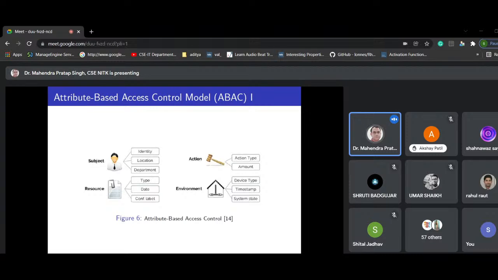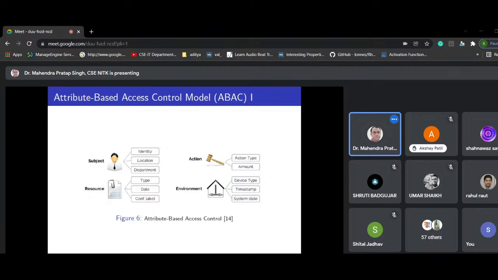The attribute-based access control model defines access based on the attributes of subject, resource, action, and environmental conditions. Fine. Subject attributes such as identity, location, department. Resource attributes such as type, data, label. Action can be maybe read, write, or action can be debit, credit. Fine. Environment attributes are independent from the subject and resources and can be timestamp, system state, date, location, device type, anything.